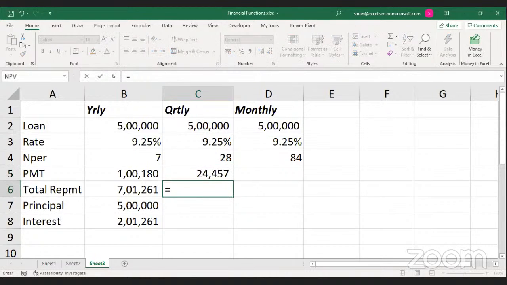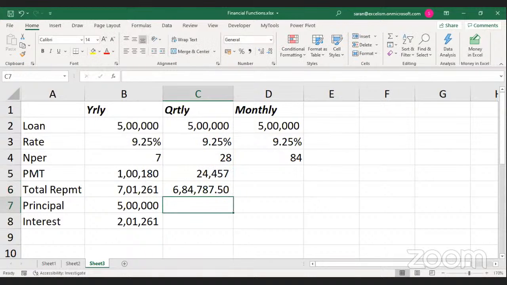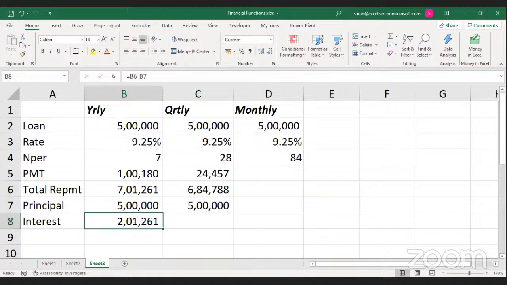Obviously, because you are paying quarterly, the total amount you need to pay may go down because they are getting the money a little earlier than what is required in case of yearly. So there's a little difference between yearly installment and quarterly installment. So the principal amount is exactly the same, and you can use the same formula to know the interest.